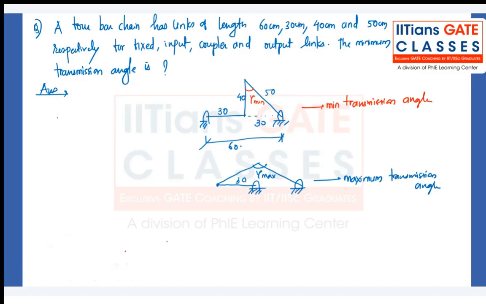How will you solve? Gamma minimum is basically tan inverse of, this is again perpendicular. So directly apply the tan theta, right? Tan inverse of how much? Perpendicular divided by base. So 30 divided by 40. So it is 36.86 degrees. Okay, 36.86 degrees. Clear?